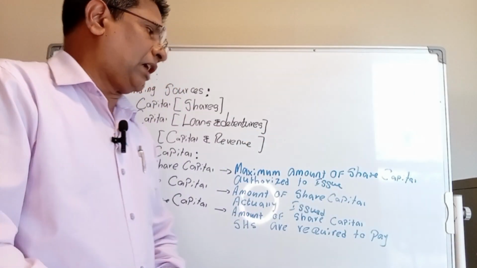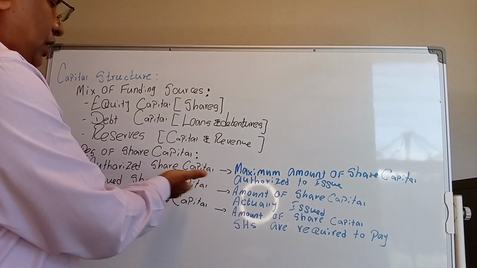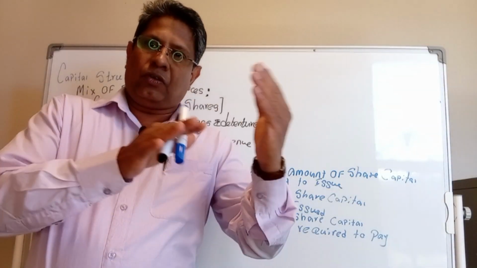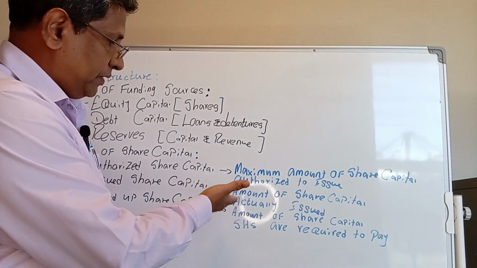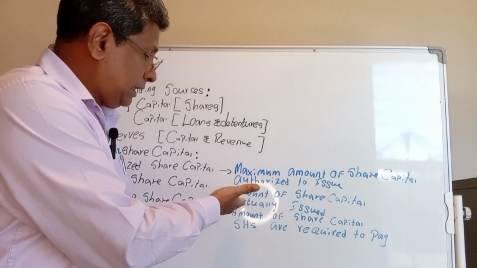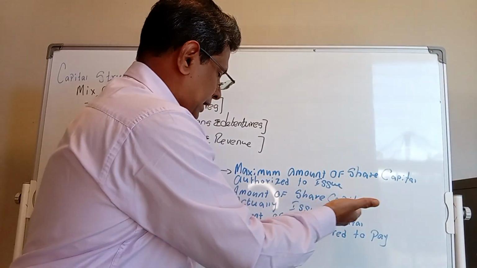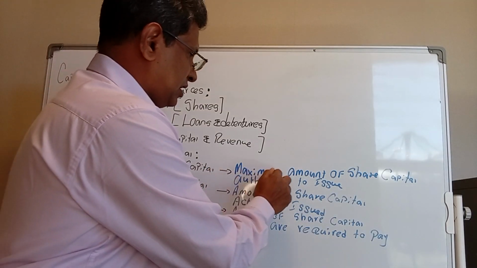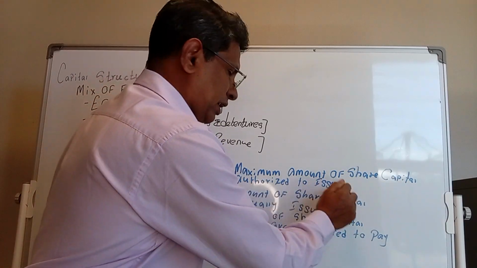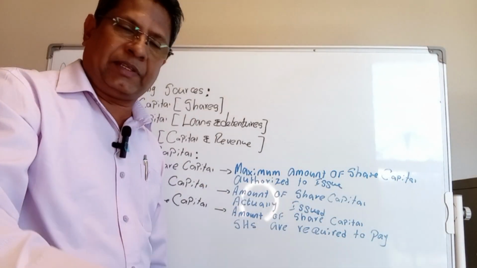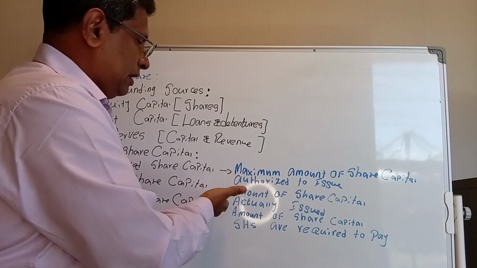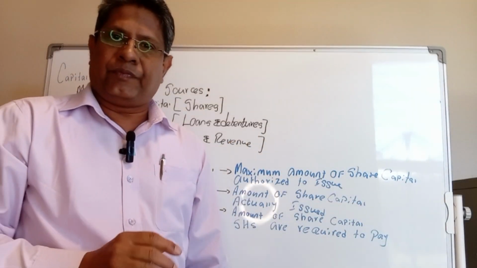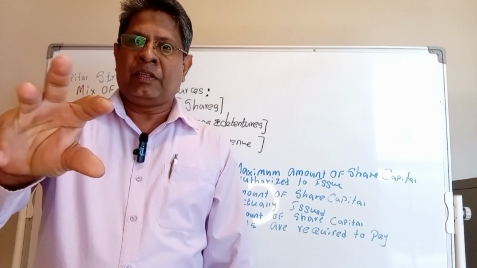From this authorized share capital comes the issued share capital. From the authorized share capital, the issued share capital will be the amount of share capital actually issued. The maximum amount of share capital authorized to issue is the authorized share capital. The issued share capital is the amount of share capital actually issued.